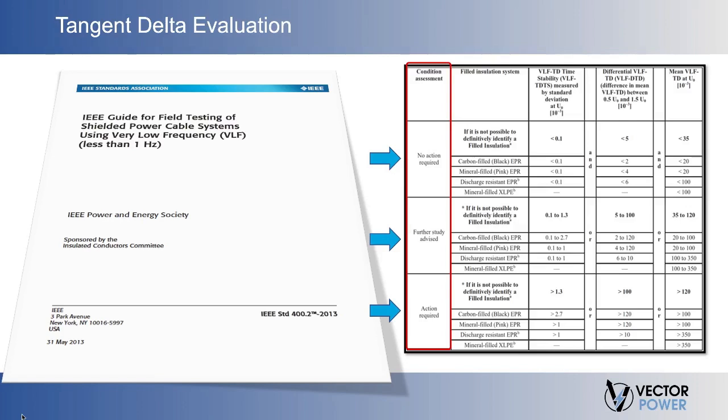Now, if any of the evaluation criteria is well outside of the expected parameters, action is required. Again, action might be in the form of doing partial discharge testing. Action might also come in the form of cable replacement or budgeting for cable replacement.